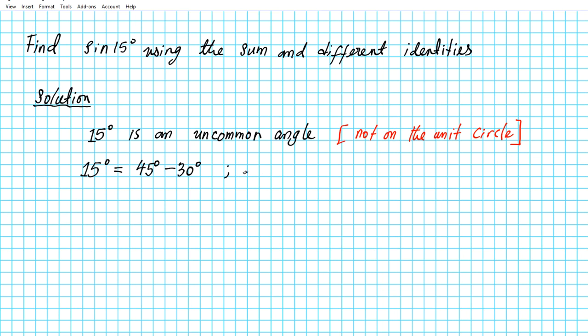Okay, so what we want to note here is that 45 degrees and 30 degrees are what? What do we know about them? These two are common angles, which basically means that they are on the unit circle. Now, the combination that we use to generate the uncommon angle tells us exactly what identity we're going to use. So since this is a difference right here, we're going to be using the difference angle identity for sine.